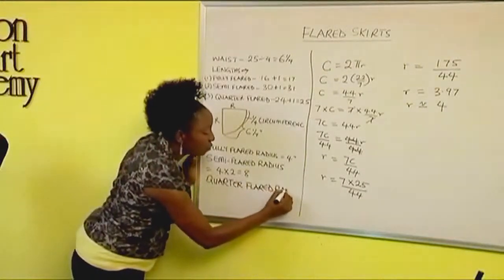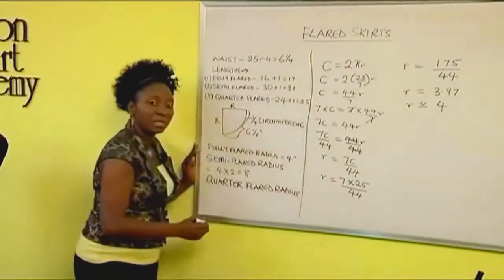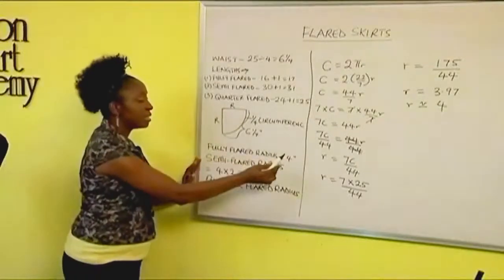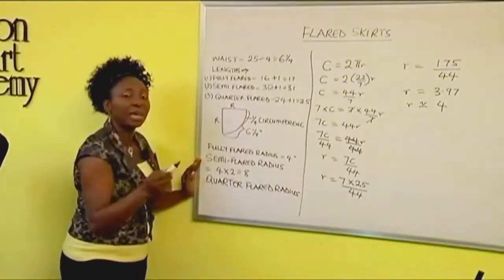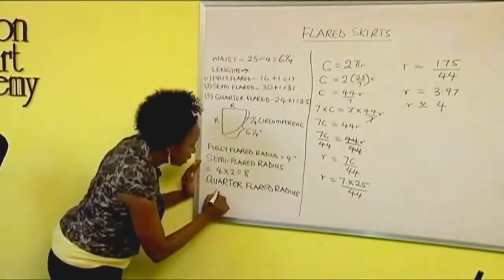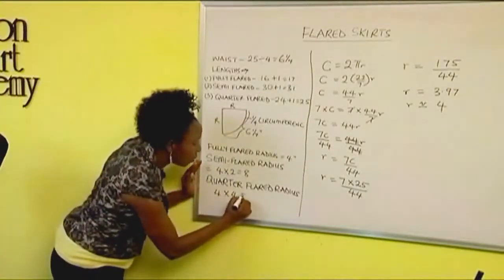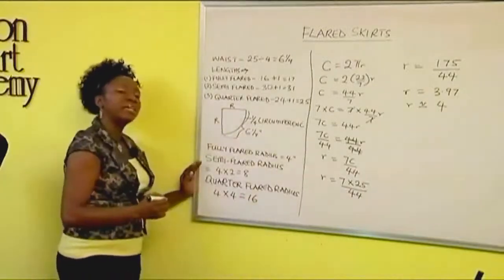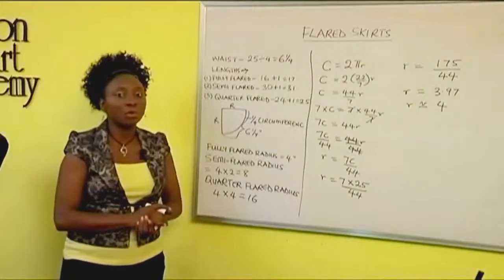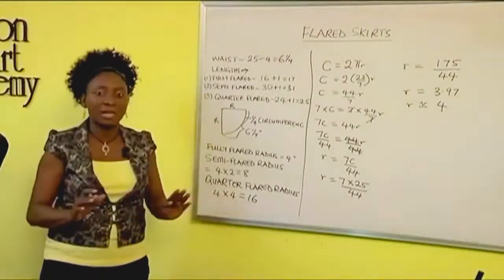For our quarter flared radius, I'm sure you can guess what we're going to do because it's a quarter. We're going to take this same fully flared radius we have here and multiply it by 4. That would be 4 inches times 4, and that will give us 16 inches. Now, I would not fold my fabric at all. I will use it as single ply, just like that.